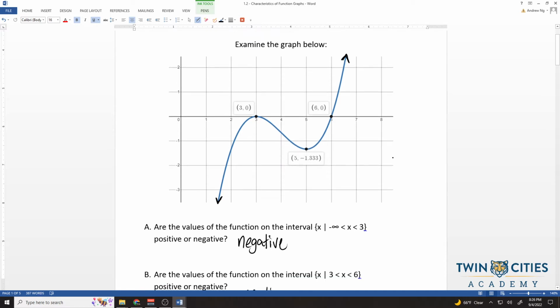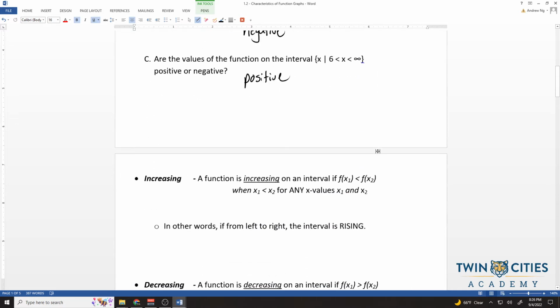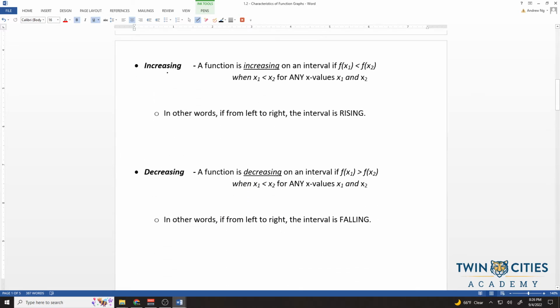So let's talk about the going up and down then. Increasing: a function is increasing on an interval if f(x1) is less than f(x2) when x1 is less than x2 for any x values x1 and x2. Okay, that sounds fairly complicated, but in easier terms, it's basically saying from left to right, if I'm looking from a point on the left and I'm following the graph from left to right, if I'm going up, then I'm increasing.